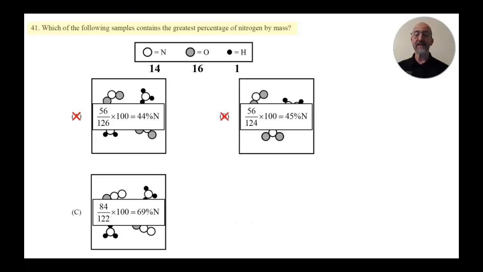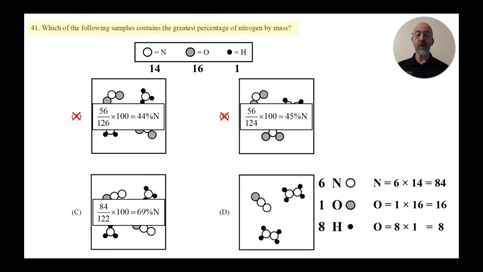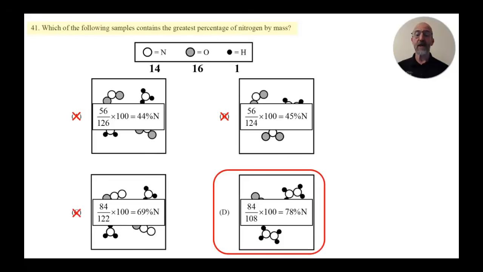Now let's go ahead and see if choice D has an even higher percentage of nitrogen by mass. I still see 6 atoms of nitrogen, but I only see 1 atom of oxygen, and I see a total of 8 atoms of hydrogen. So 6 times 14, 1 times 16, 8 times 1. Now, the grand total mass of the mixture is 108. So it's going to be 84 divided by 108 times 100. So we have now determined that the correct answer to question 41 is choice D, with 78% nitrogen by mass in that mixture. That's why choice D is the correct answer.